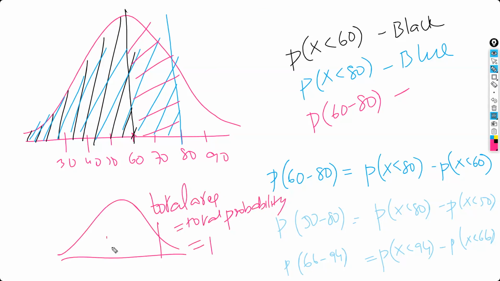In this, already from here to here it is 0.8. What will the balance be? 0.2 only now. So if the area less than 90 is 0.8, then what is the area greater than 90? 1 minus 0.8 only, right? Clear?